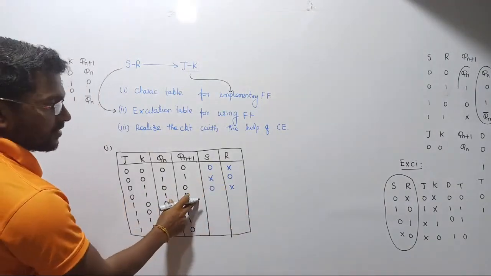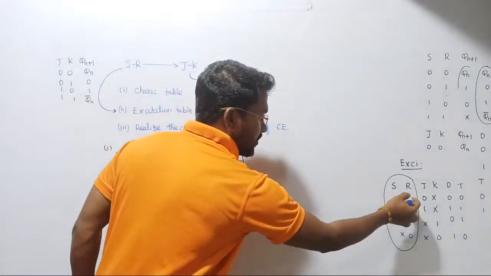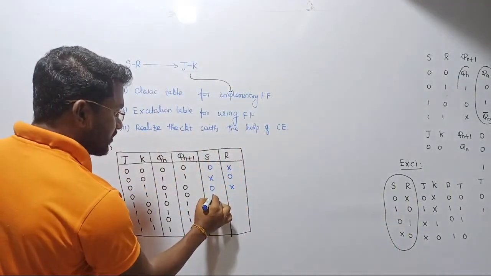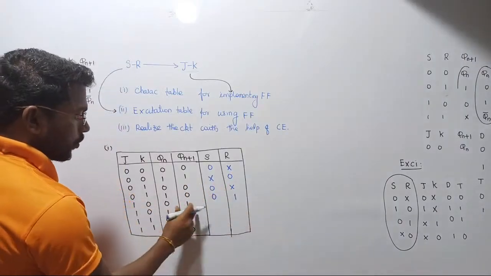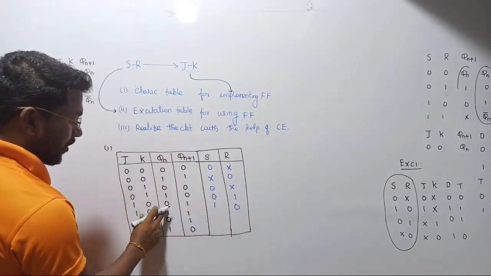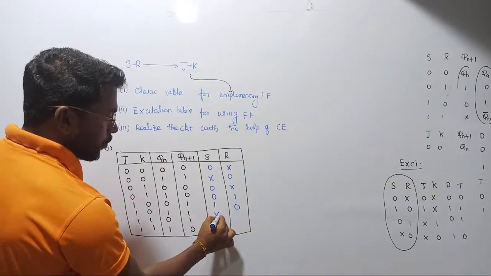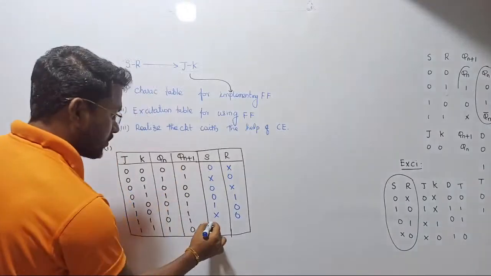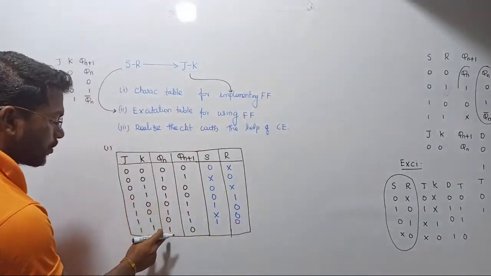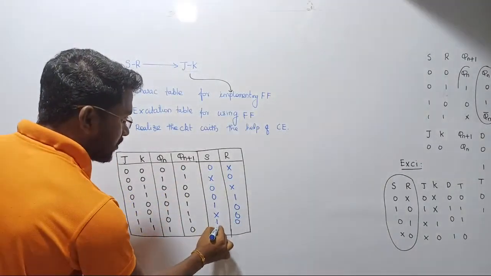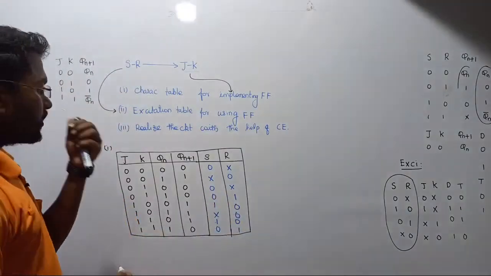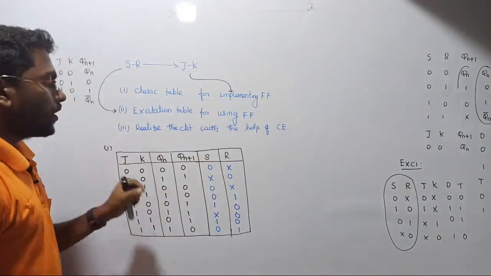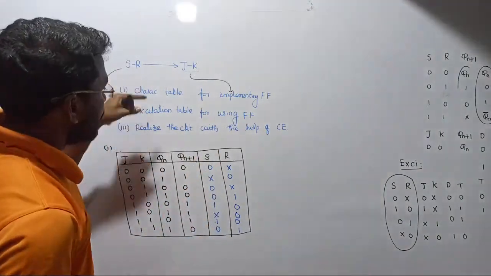If you are giving 1 0, this is for 0 0, this is for 0 1, this is for 1 0. For 1 0 we are getting 0 1. If you are giving 0 1, then we are getting 1 0. If you are giving 1 1, then we are getting x 0. This is the excitation table. So that is how we are writing the excitation table for the flip-flop that we are going to use.